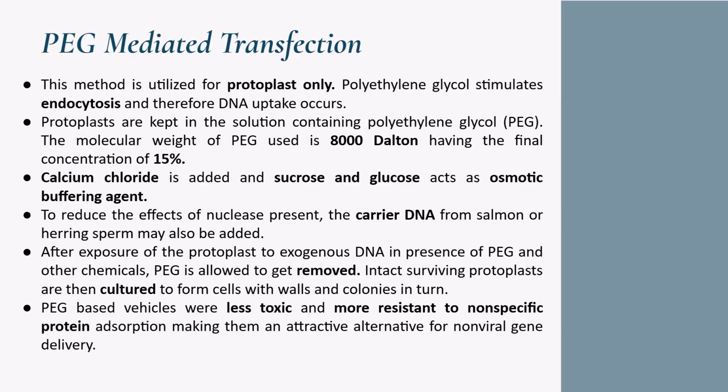So here we use only protoplasts. So first if we are taking fungi or plants, we have to remove the outer layer, and then polyethylene glycol, that is PEG, is used to stimulate the endocytosis of the genetic material. So here the PEG that we use is usually 8000 Dalton. We are having the final concentration of 15%. Then calcium chloride is added, and sucrose and glucose are used as osmotic buffer agents.